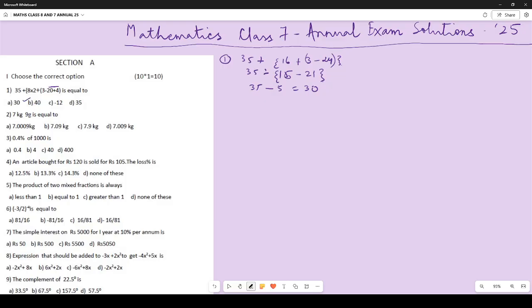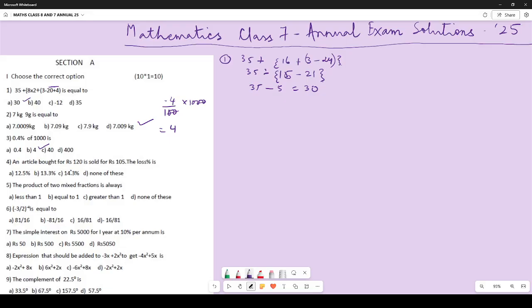Now 7 kg 9 grams is equal to 7.009 kg. 0.4% of 1,000 is, what does 0.4% mean? It means 4. It means 4, so that is why this will be the correct option.